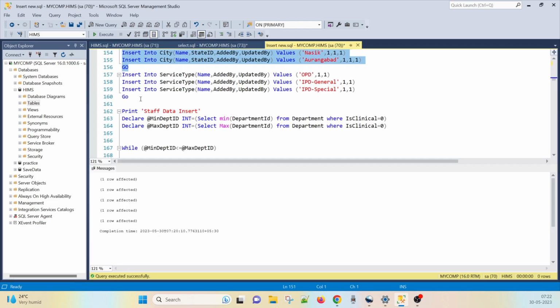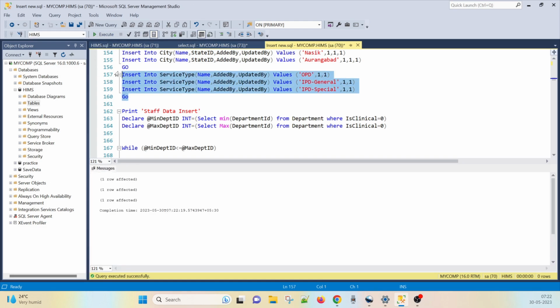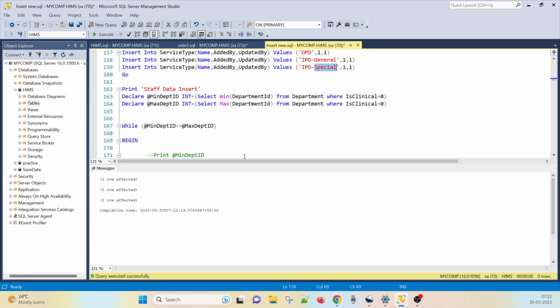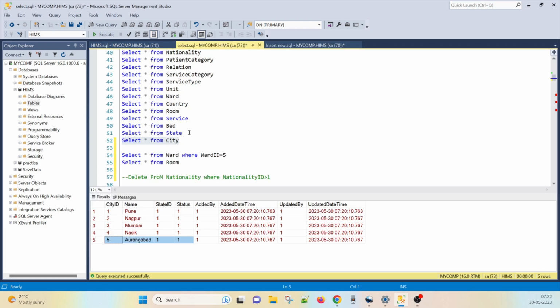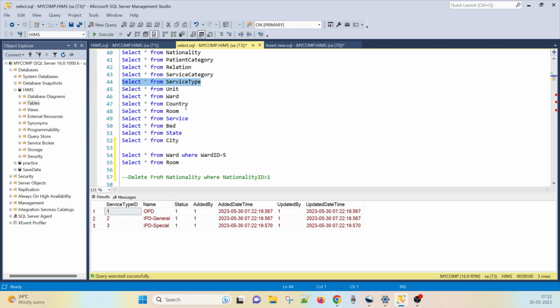And next one is the service type. Suppose we are providing some services, and what is the category of it? So OPD, IPD basis, and on IPD basis there are general category or special category. Based on that, their rates are different, correct? So that's why I created it as a service type. And let's see the service type table. Yeah, we covered all the master table data.